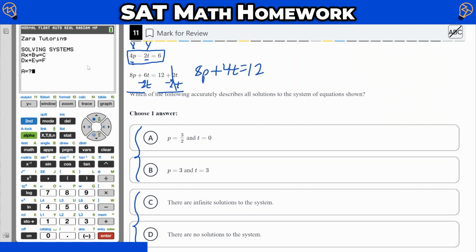So let's go ahead and put in the coefficients. We have 4. Make sure with this one being -2, use the negative key right here. So -2 and 6. And then for the bottom equation, we have 8, 4, and 12. Now in this case, we did get an ordered pair, which is 3/2, 0, making the correct answer A.